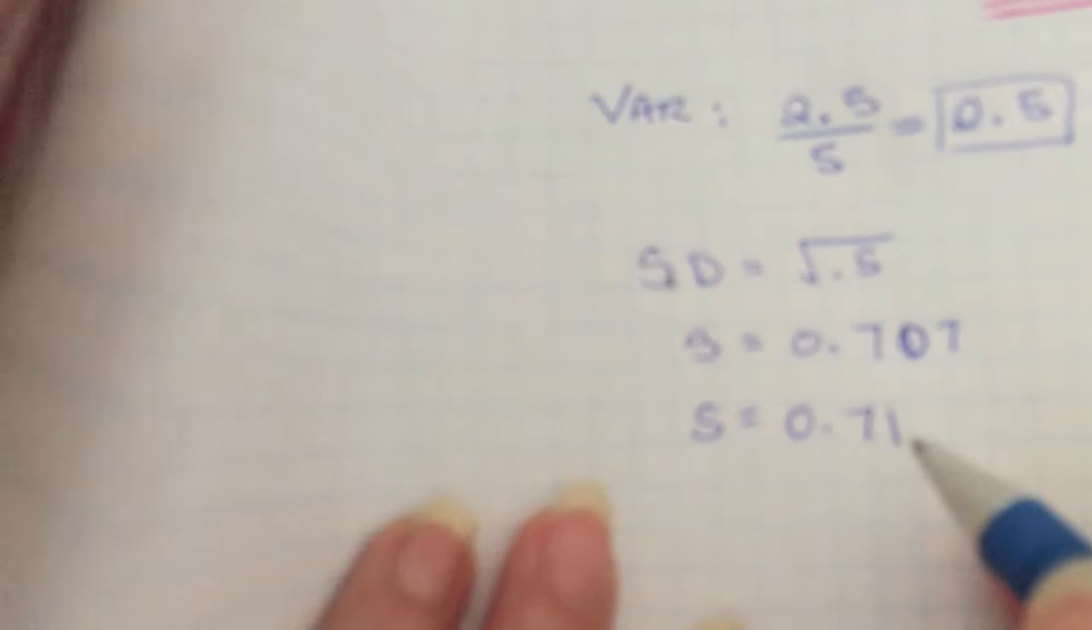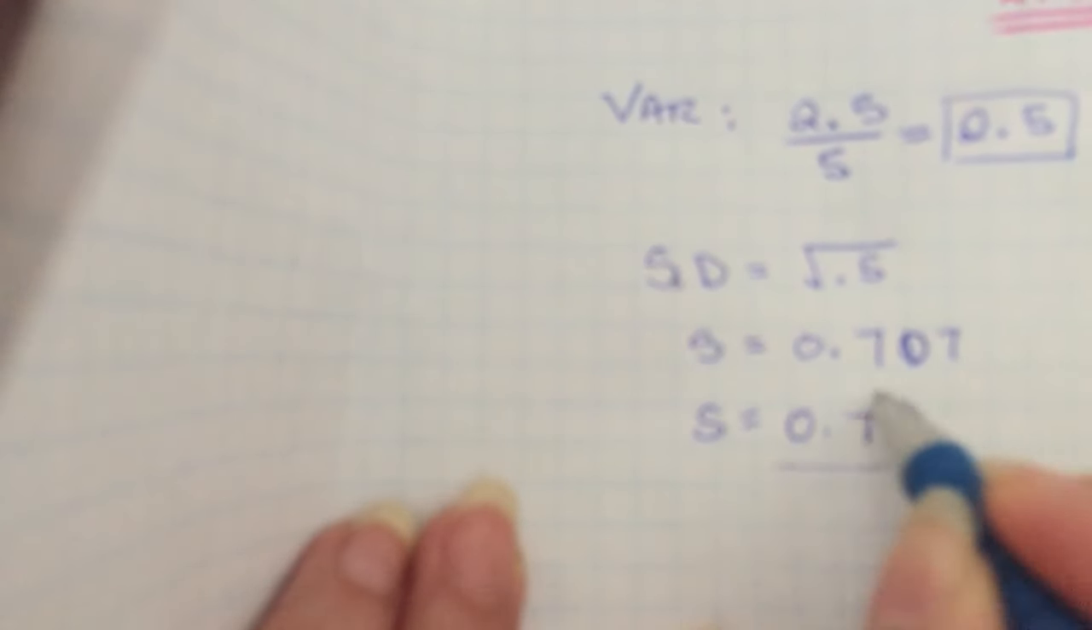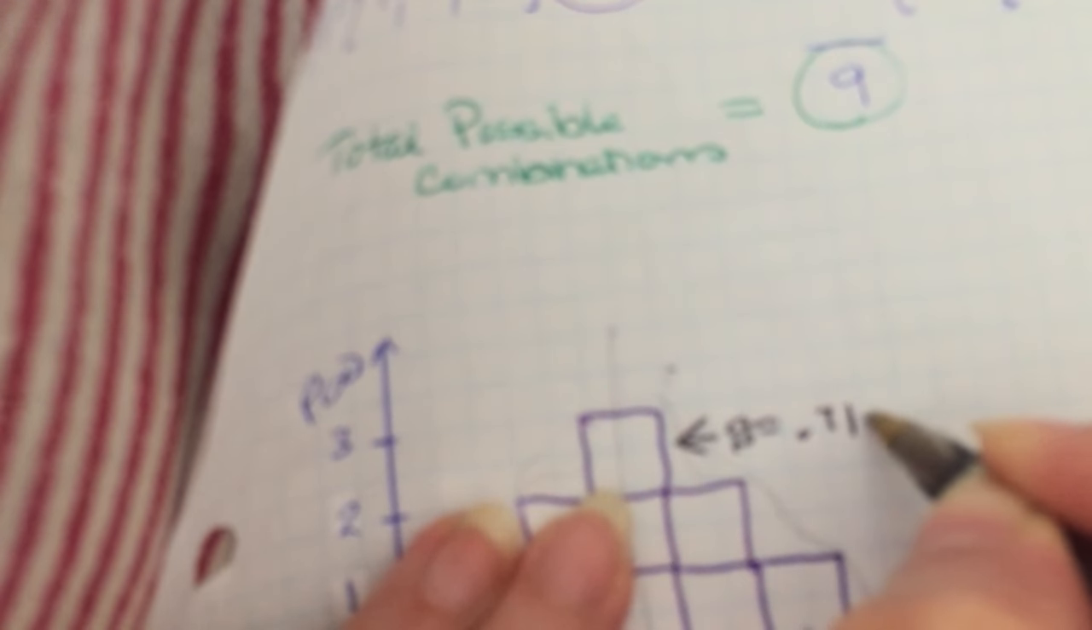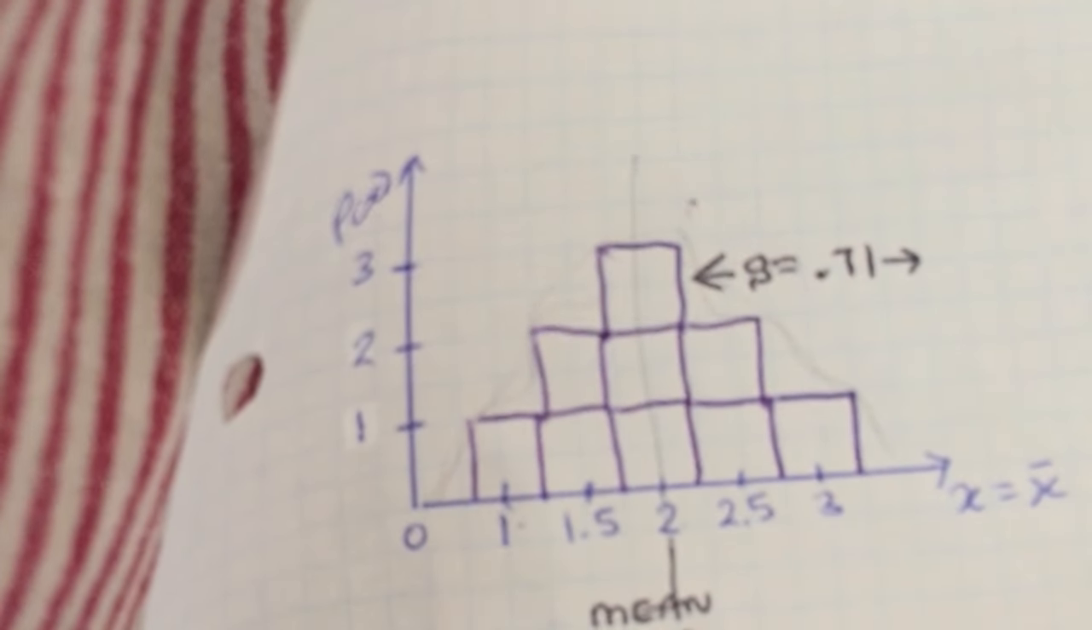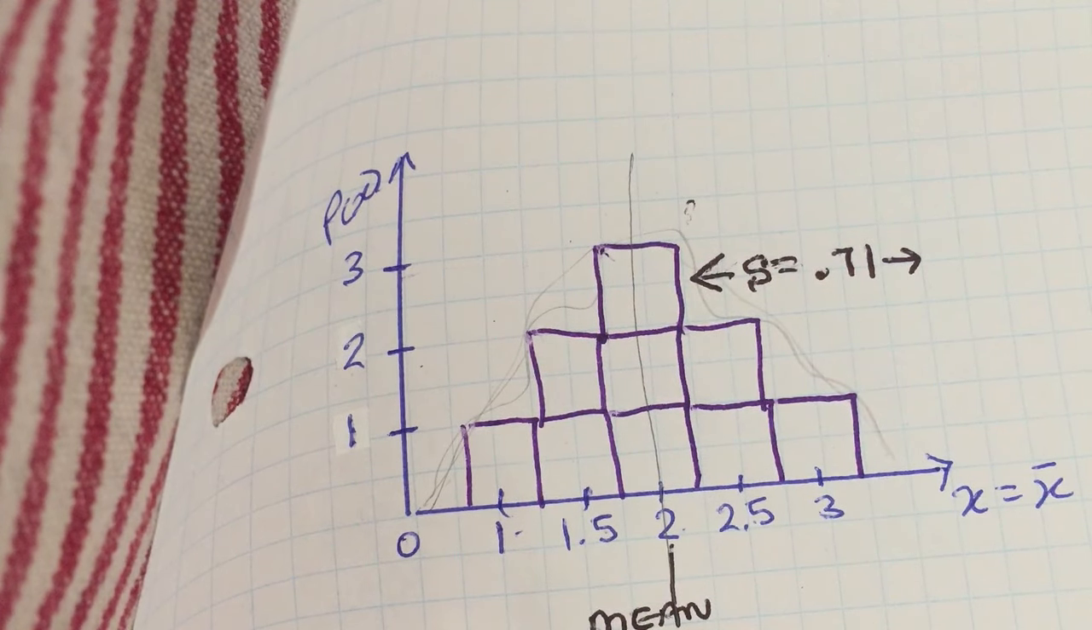Okay, this is kind of blurry, I'm not sure what happened there. Sorry if it's blurry. I don't know how to correct that right now. Okay, so basically standard deviation is 0.71. Oh, I wish this would just stop. 0.71. Okay, good. Back in focus.